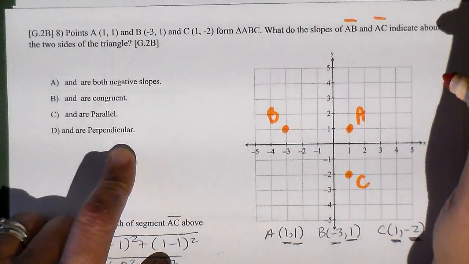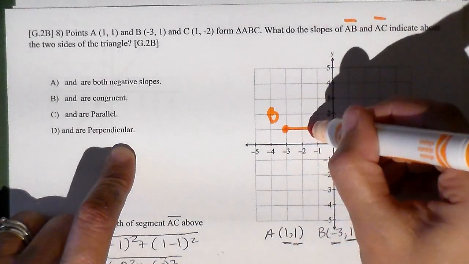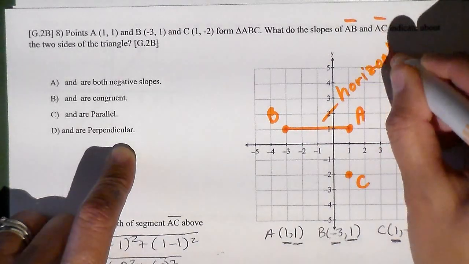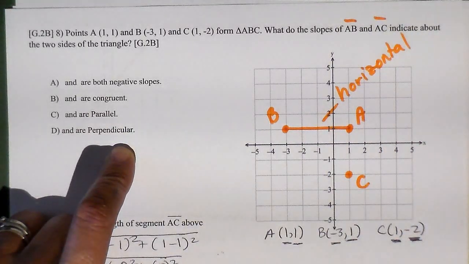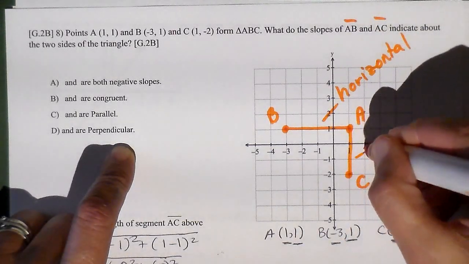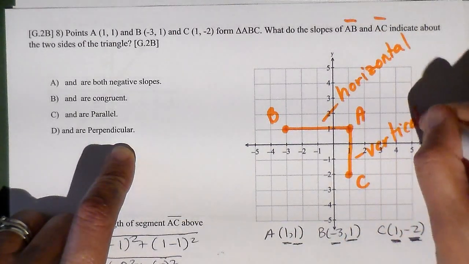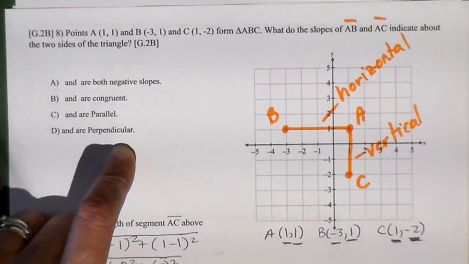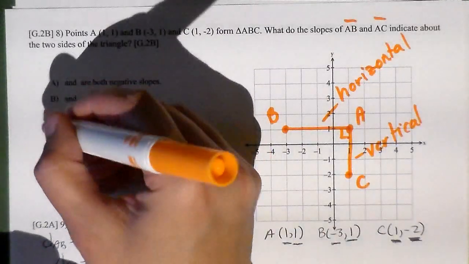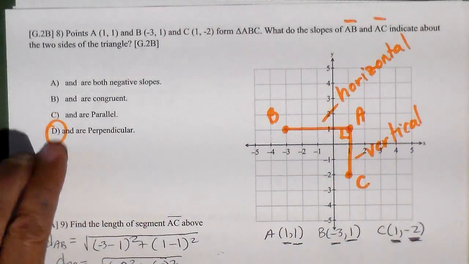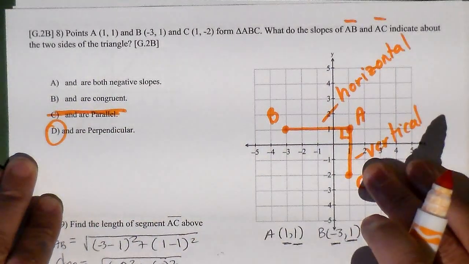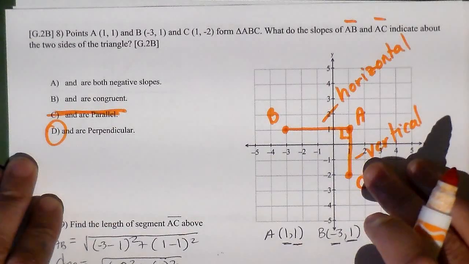Okay, look at AB. AB is what kind of line? That is a horizontal line, right? Okay, that's a horizontal line. What is AC? AC is a vertical line. So you've got AB and AC. If one's horizontal and one's vertical, they're perpendicular. First of all, you could have eliminated C. They're not parallel, okay? Parallel means they never intersect.